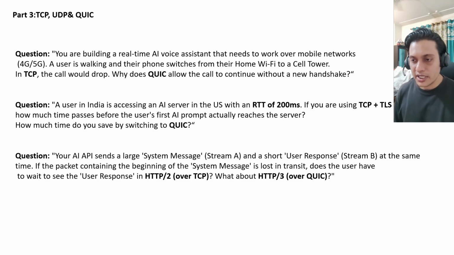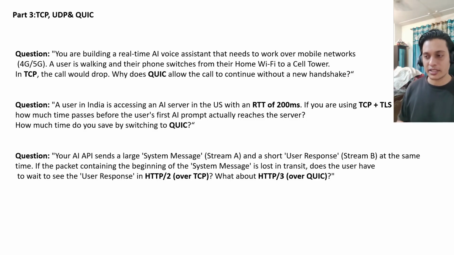Okay. A user in India is accessing an AI server in the US with an RTT of 200 milliseconds. If you are using TCP plus TLS, how much time passes before the user's first AI prompt actually reaches the server? How much time do you save by switching to QUIC? As I told you, if it is only TCP, then it is just one RTT. But when it combines with TLS, it becomes 3 RTT.